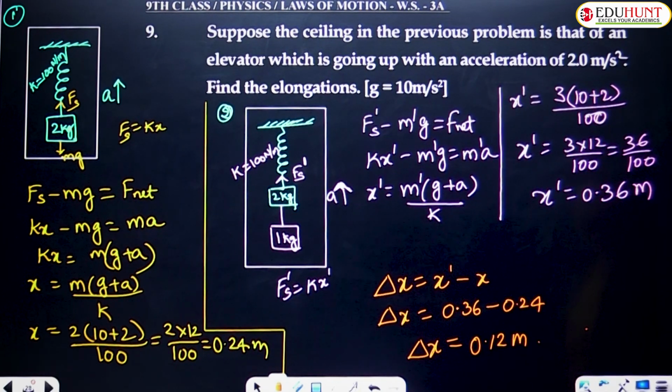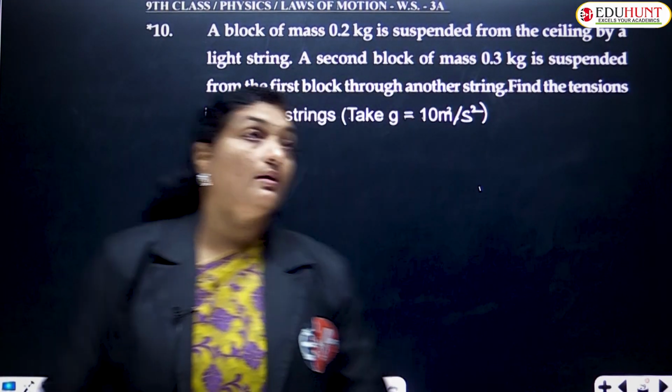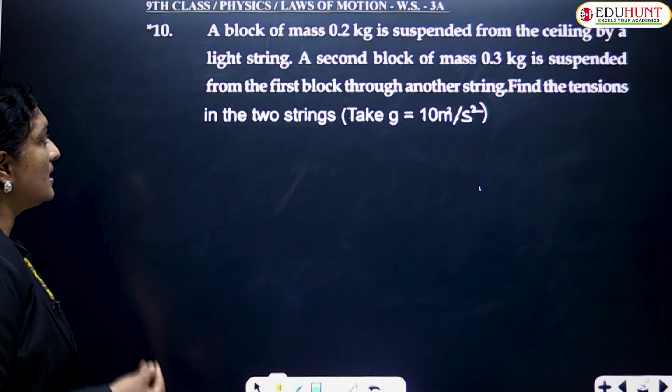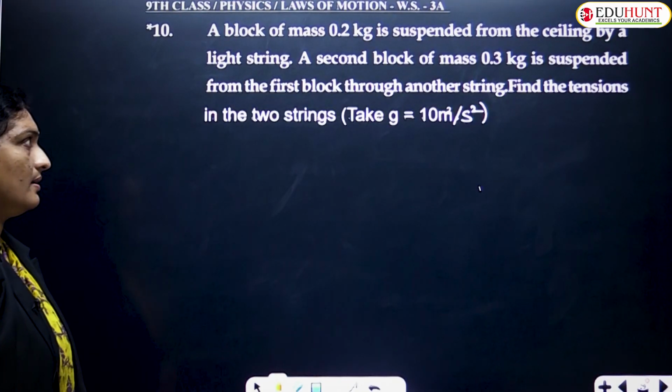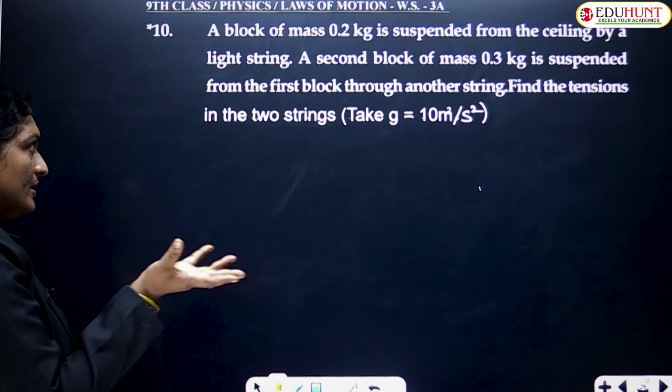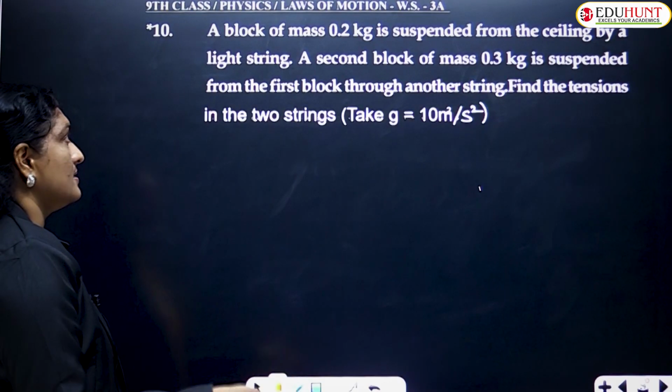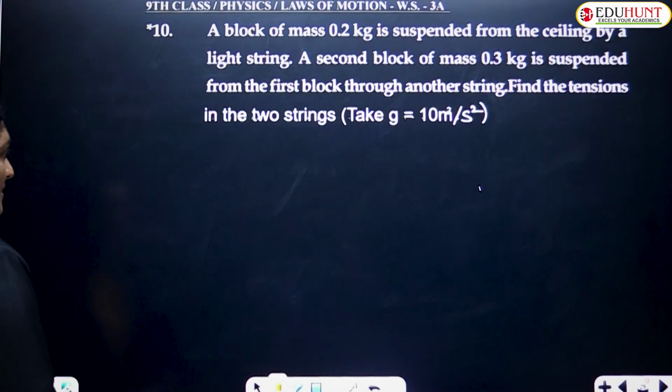Okay, so now moving to the next question, that is question number 10. So look at this, children. A block of mass 0.2 kg is suspended from the ceiling by a light string. So a light string is there to which 0.2 kg mass is suspended. A second block of mass 0.3 kg is suspended from the first block. So let us picturize the same.